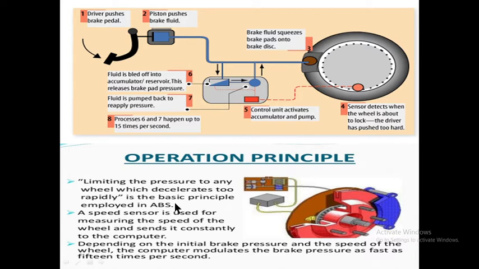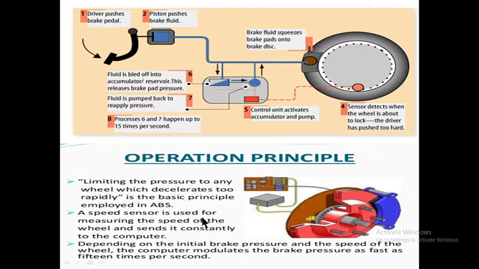Suppose we are driving a two-wheeler and normally we apply the pressure on the rear wheel, and because of applying brakes to the rear wheel, it will stop or decelerate too quickly or too rapidly. So the main function of this ABS is limiting the brake pressure to the rear wheel, which is going to decelerate too rapidly. This is the basic principle of the anti-lock braking system.